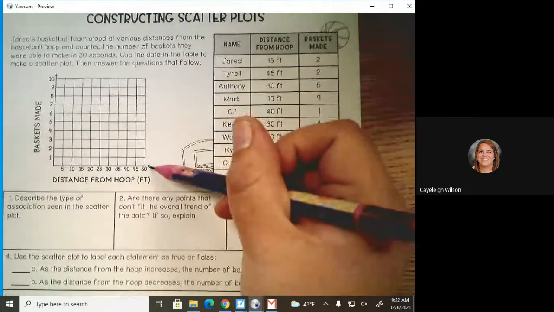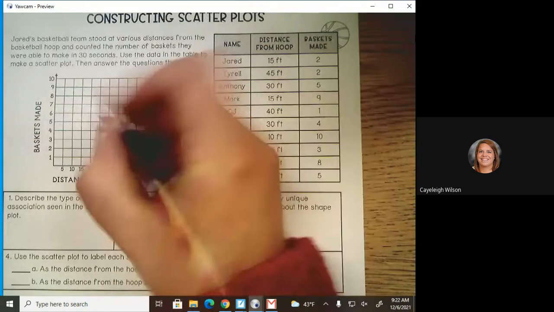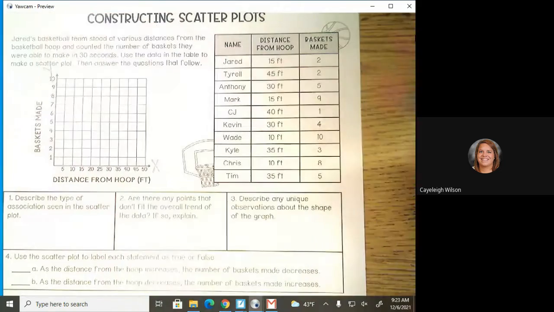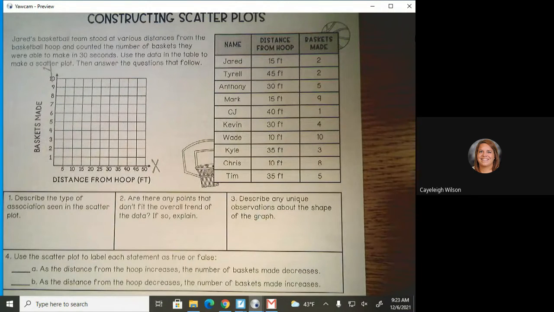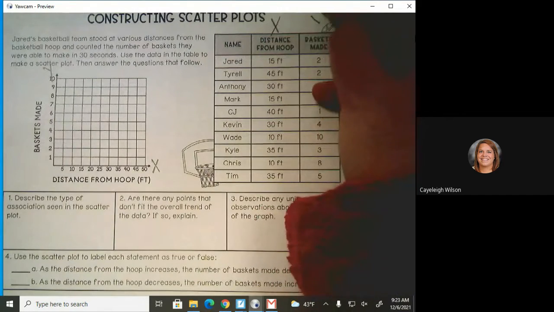So this horizontal axis right here, what axis is that? The x-axis. And this one is the y-axis. Now, when you're given a table like this, which one of these, the distance or the baskets, are the x? The distance. On a table, the x is always first, the y is always second.